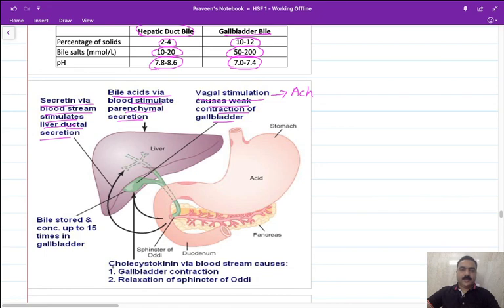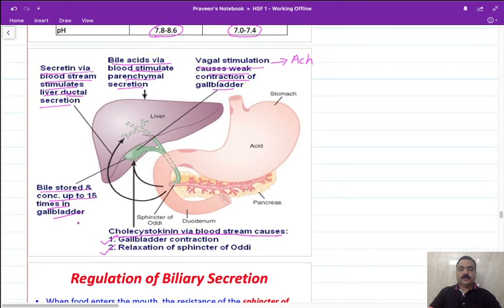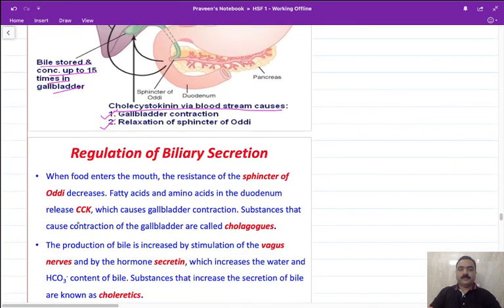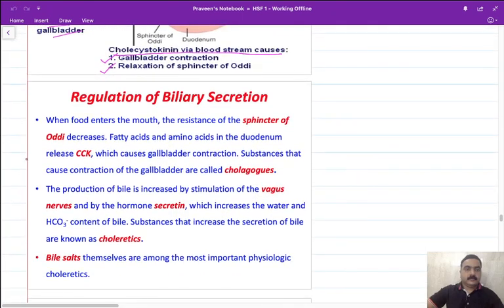CCK is the major regulator for the gallbladder. Coming via the bloodstream, it causes what? The gallbladder contraction and the relaxation of the sphincter of Oddi, so that the gallbladder bile is going into the duodenum. So what is the role of the gallbladder? The bile is stored and concentrated up to 15 times in the gallbladder. So that is the role of the gallbladder. So, regulation of the biliary secretion.